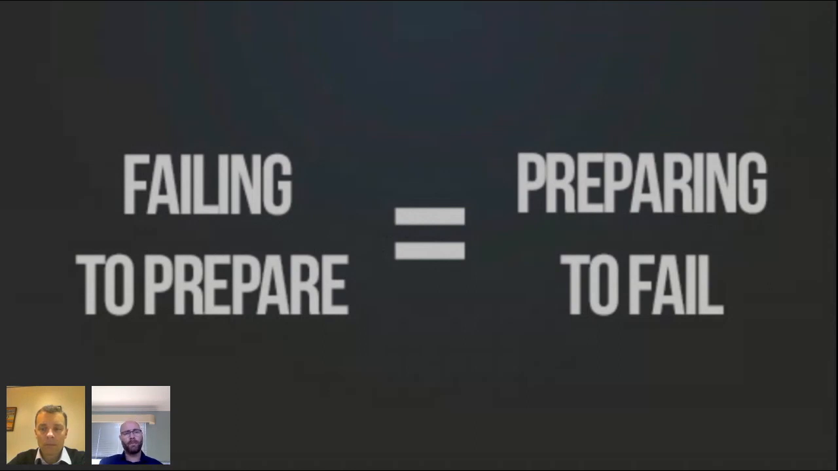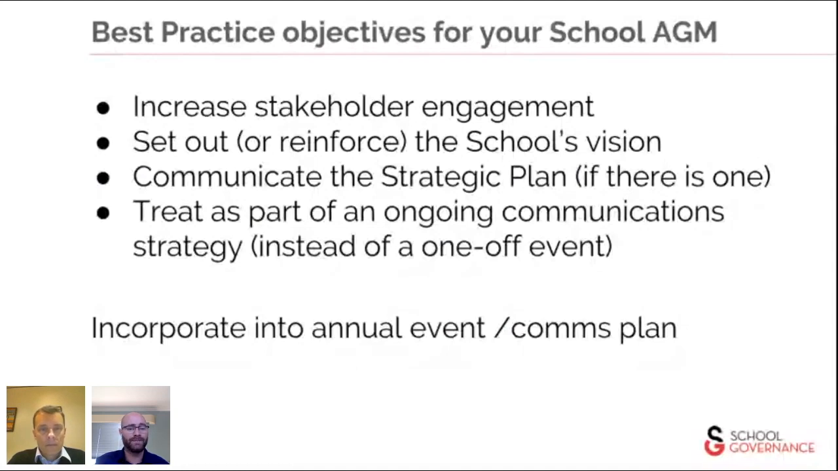So what are best practice objectives for your school board AGM? You should focus on increasing stakeholder engagement, and we'll get into what that means in terms of who the stakeholder is. You should always be setting out or reinforcing the school's vision or mission statement. You should be communicating the strategic plan if there is one.